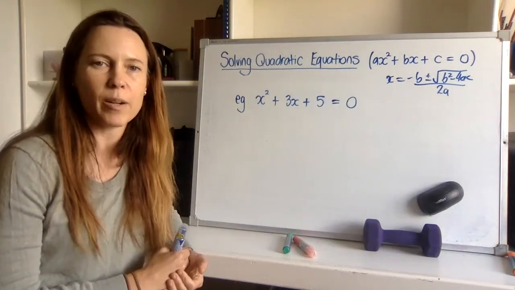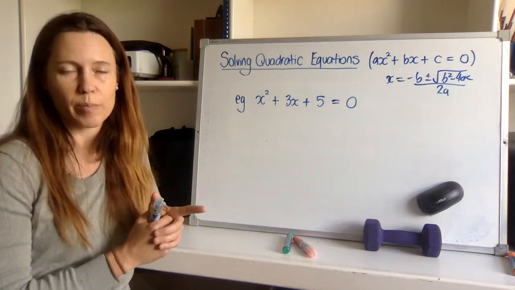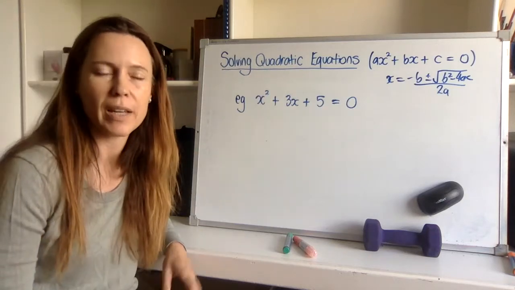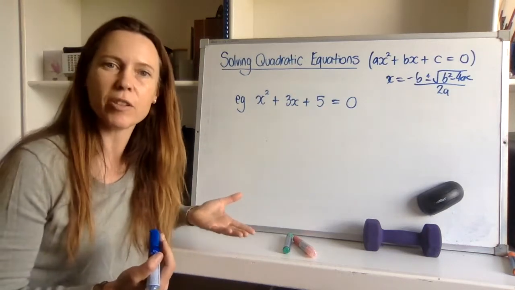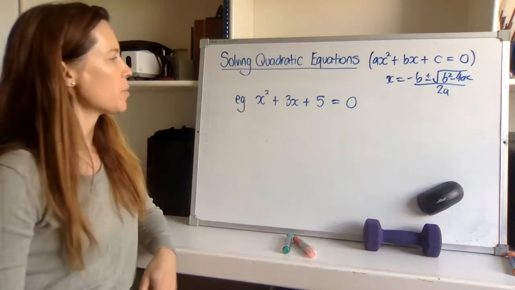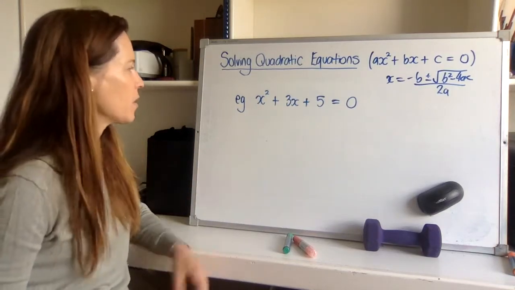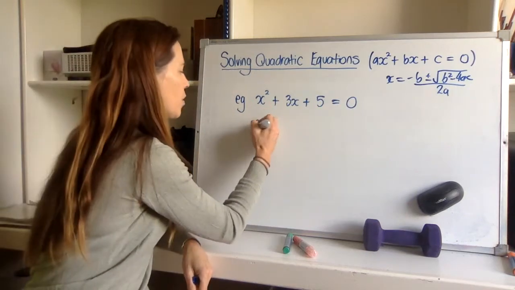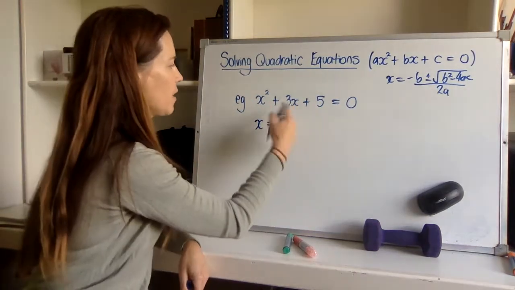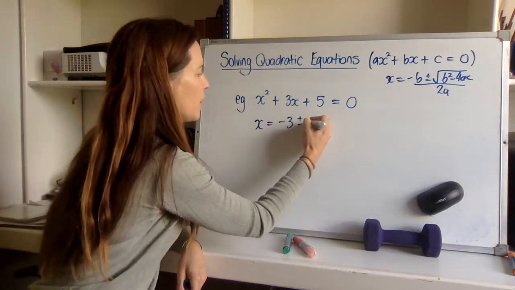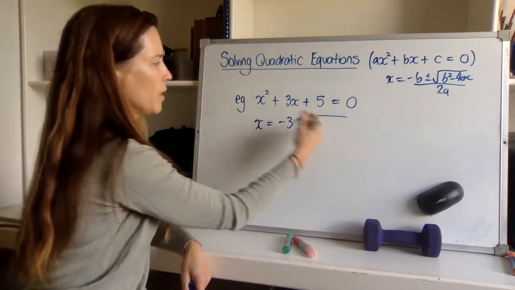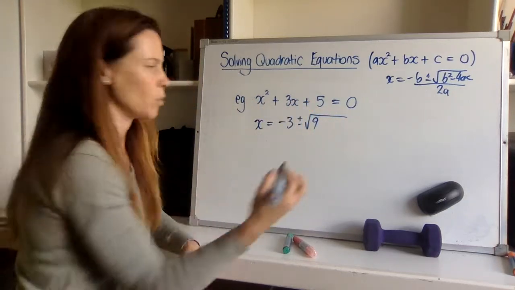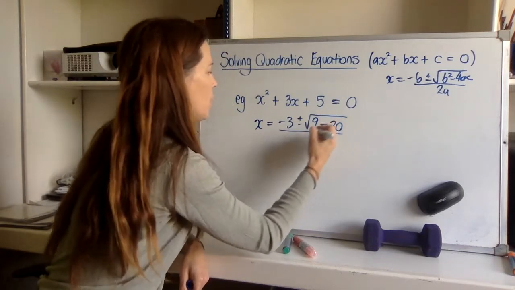Last example now, and I want to use this one to illustrate an important point. There won't always be solutions to your quadratic equation. And it's good to know that, so that if you don't find any solutions, you're not going to worry about it. So in this one here, I can easily see I can't factorize it because there's no factors of 5 that add up to 3. So if I was to use the quadratic formula, then I would say negative b, that's negative 3, plus or minus the square root of b squared, that's 9, minus 4 times 1 times 5. Well, that's minus 20 all over 2a.